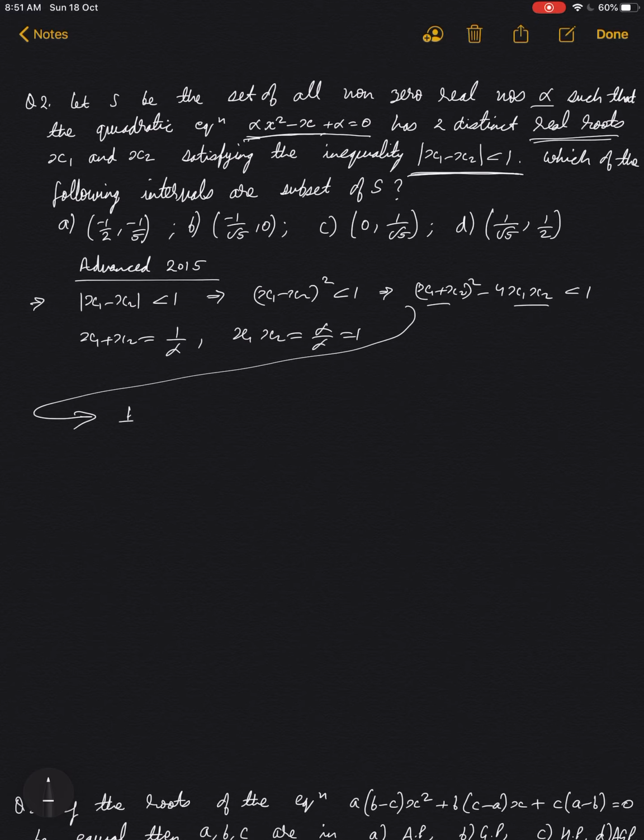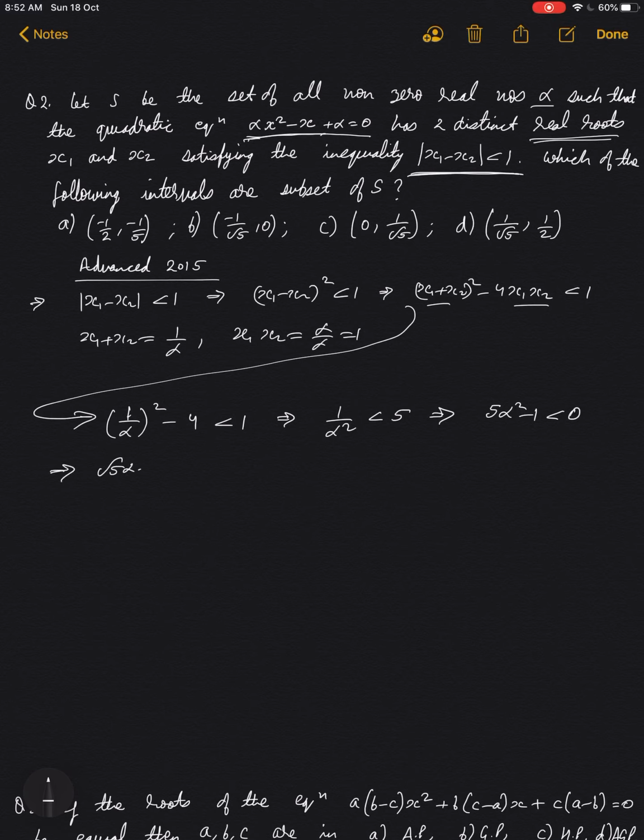(x1 + x2) squared, that is 1 by alpha squared, minus 4 times x1 x2 is less than 1. Now simplifying this, what we will have? 1 by alpha squared is less than 5. Simplifying this, what we can have? 5 alpha squared minus 1 is less than 0.